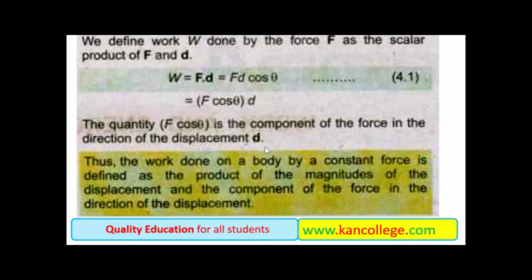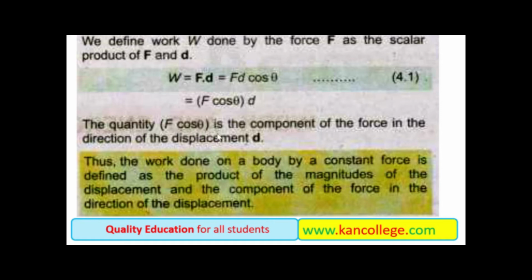In other words, we define the work W done by the force as a scalar product of the force and displacement, where the magnitude of the x component of the force, that is F cos of theta, is multiplied with the magnitude of displacement, and the result will be a value known as work, which is actually the energy stored in that body on which the force is applied and distance is displaced.